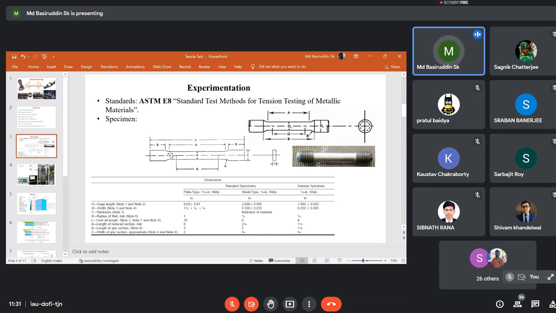If your fillet radius is too small, in that particular case, you will find that the fillet zone will also act as a notch-sensitive region. Okay, and the material may fail at the fillet zone also. Okay, so in order to avoid that, you need to maintain a certain standard fillet radius.